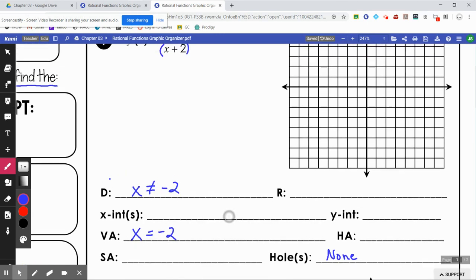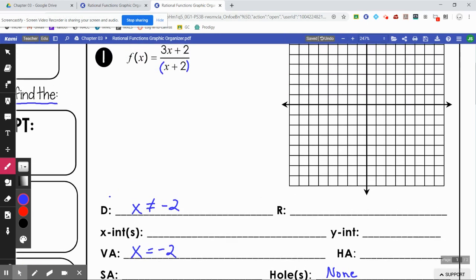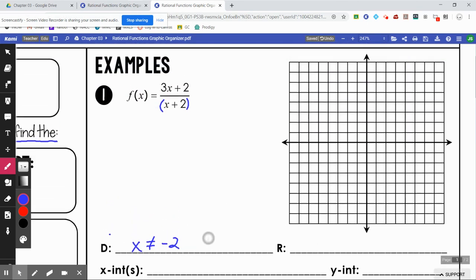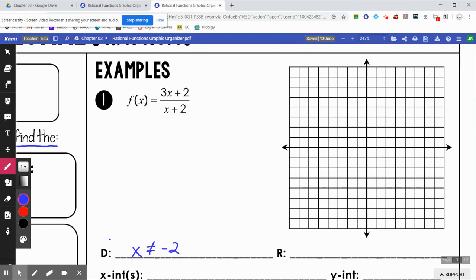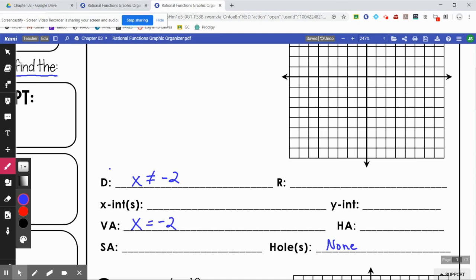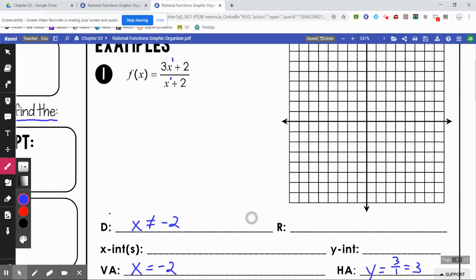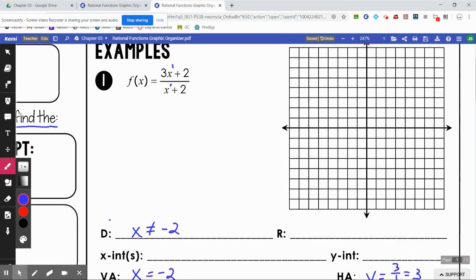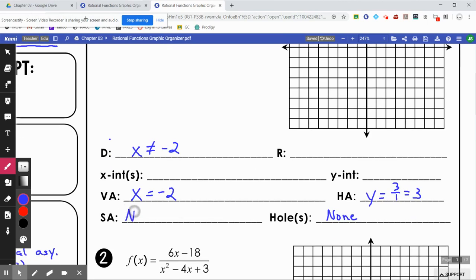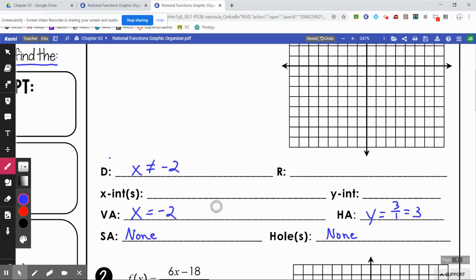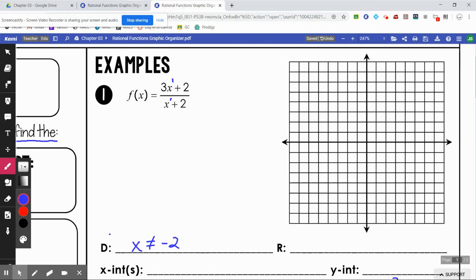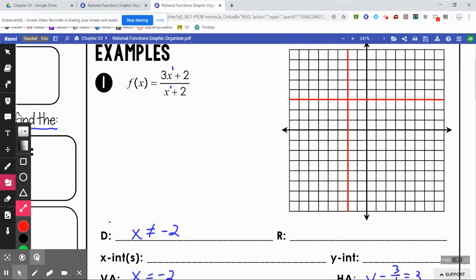Next up, let's find either your horizontal asymptote or your slant asymptote. The way you do that is by looking at the degree. The degree of the top and the bottom are the same, so therefore, you're looking for a horizontal asymptote. You take your leading coefficients, which are 3 and 1. So y equals 3 is going to be your horizontal asymptote. We can say now also there's not a slant. Once you find your asymptote lines, make sure you graph them. Okay, there's your asymptote lines.